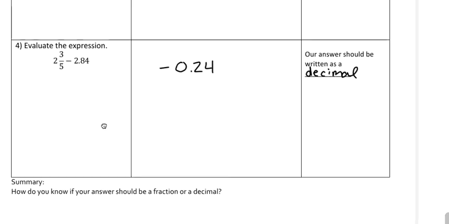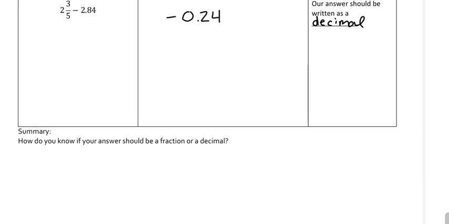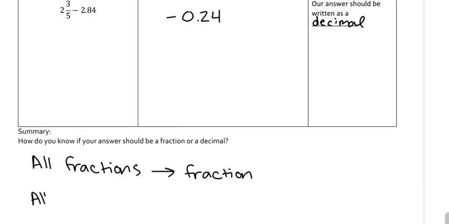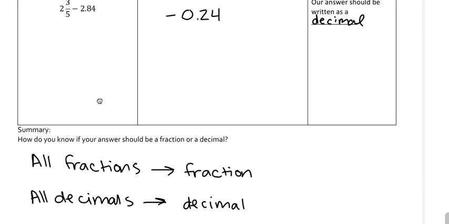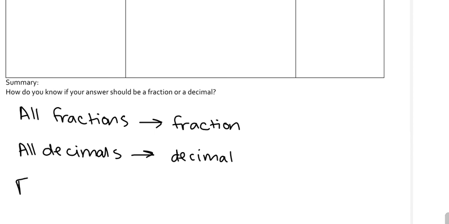Done. Okay, how do I know if my answer should be a fraction or a decimal? If it's all fractions, our answer should be a fraction. If it's all decimals, our answer should be a decimal. And if it's fractions and decimals, we can write our answer as a decimal.